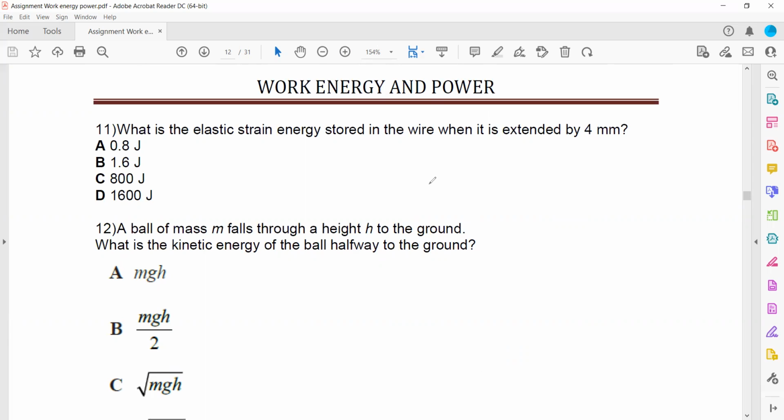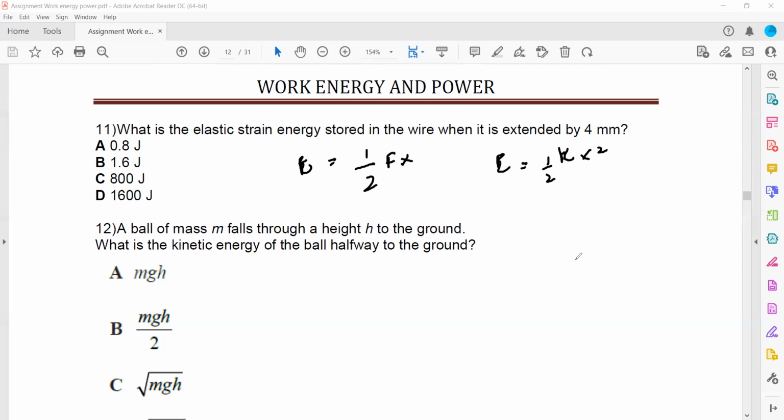So one part is missing here, related to the spring constant image. Elastic strain energy, or energy stored in a spring, is given by half force into extension. This is the formula to calculate the elastic strain energy, or half k, because F is equal to kx. So half kx square.